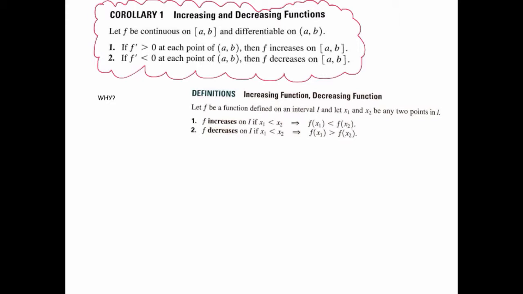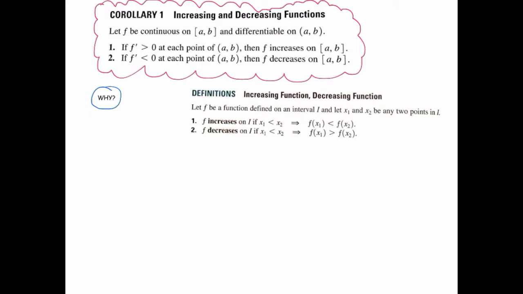And so this is what we're trying to show, this corollary here: if f is a function that's continuous on a closed interval and differentiable on the open interval, then its derivative being positive at each point on that interval means that it's increasing on that closed interval. And if the derivative is negative at each point, then f is decreasing on that interval. So the question I want to answer here is why, and this will also give you some exposure to what a proof might look like in calculus if your teacher hasn't been doing that.